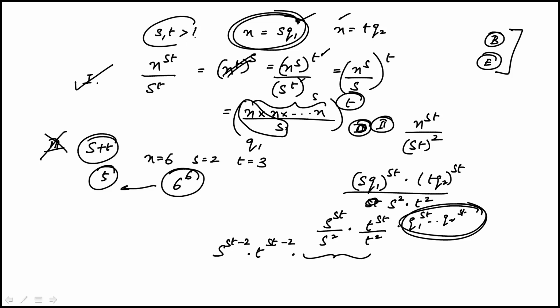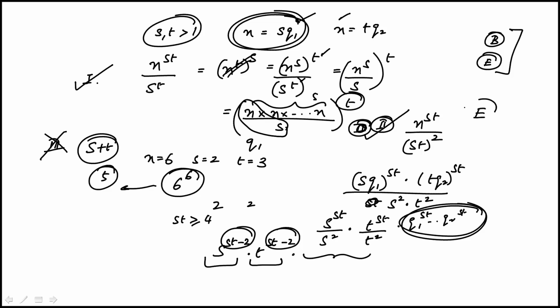So here, because both s and t are greater than 1, the least value they can have is 2 and 2. So we know st has to be greater than or equal to 4. So this is going to be positive, will be an integer, or will be greater than or equal to 2. Same here. So therefore, these two will be integers. And therefore, choice 2 also is a factor of n to the power of st. So the answer is 1 and 2, which is choice E.